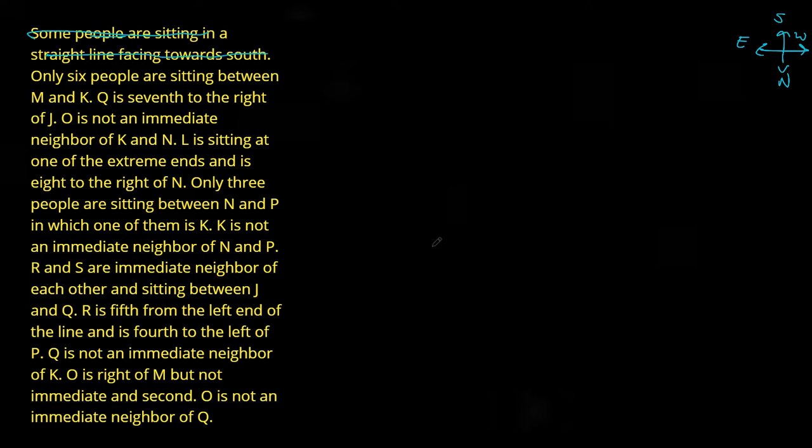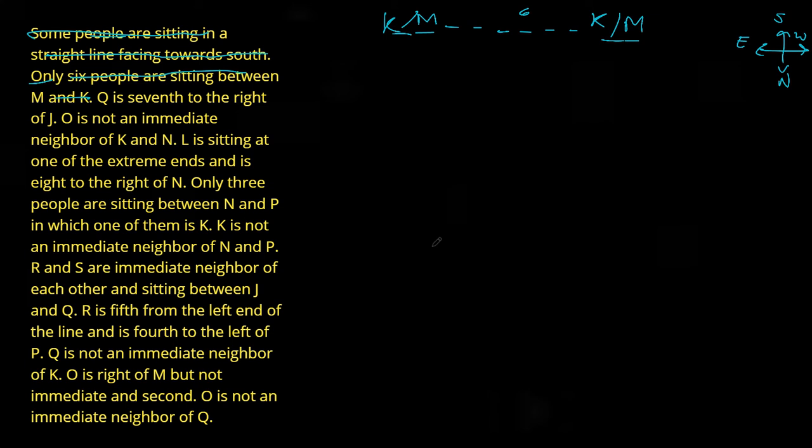Only 6 people are sitting between M and K. Let's say this is M, 1, 2, 3, 4, 5, 6. Now we don't know which side M and K are sitting, so either K is here and M here, or M is here and K here. Okay? And 6 people are sitting between them. So this is also written.